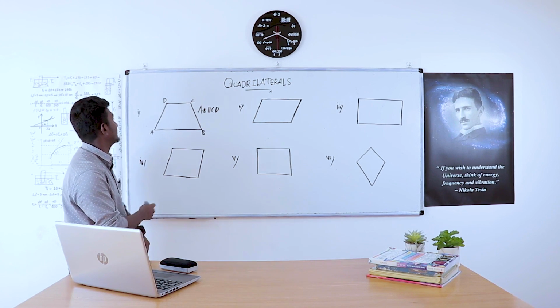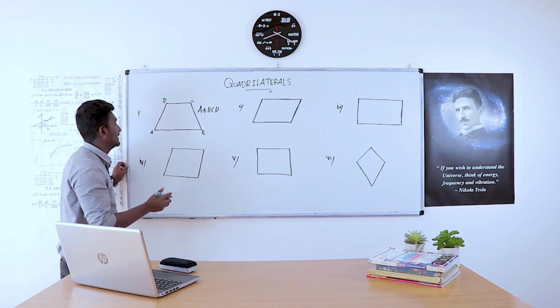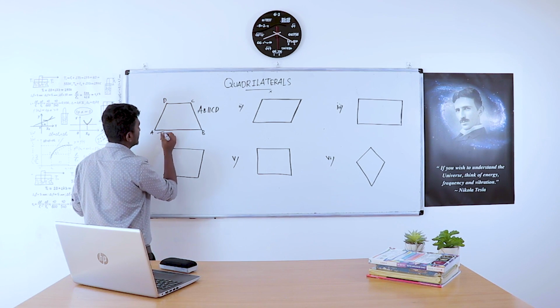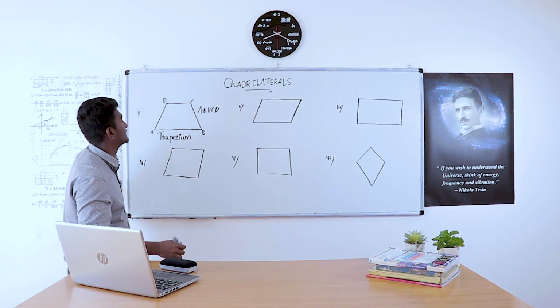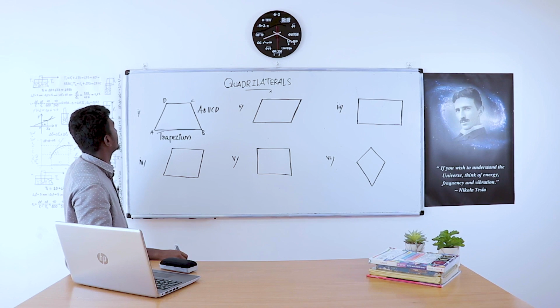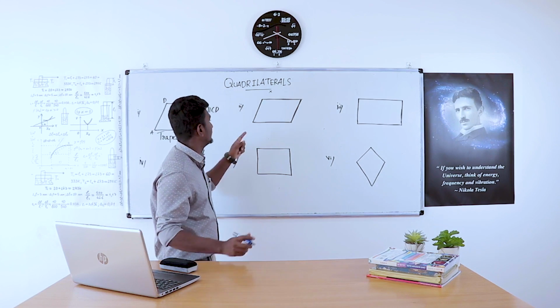So we can say that if one pair of opposite sides are parallel to each other, then this quadrilateral can be named as a trapezium. So the first figure is a trapezium.